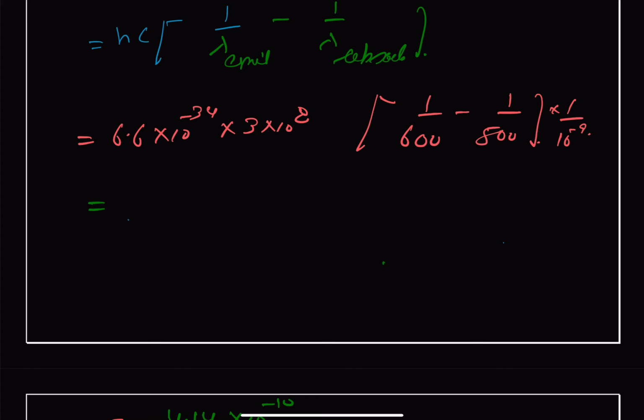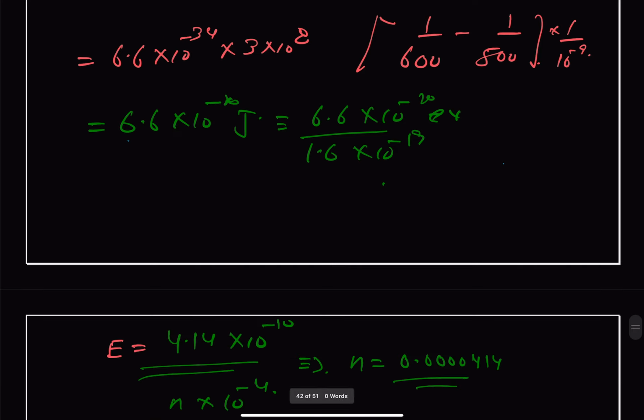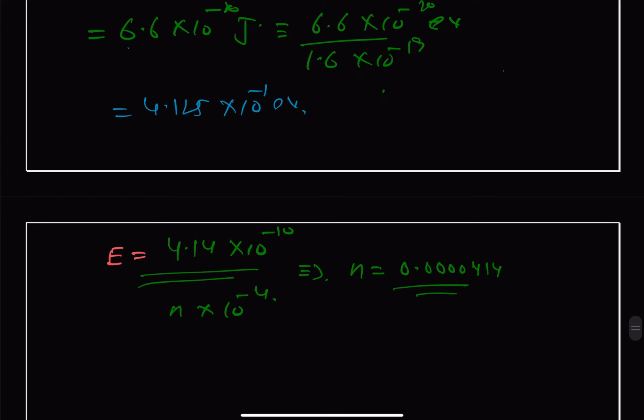So this will be giving us 6.6 into 10 raised to power minus 20 joules. We have to convert into electron volt. Minus 20 divided by 1.6 into 10 to the power minus 19 electron volt. Now this will be equal to 4.125 into 10 to the power minus 1 electron volt. That was a big mistake.